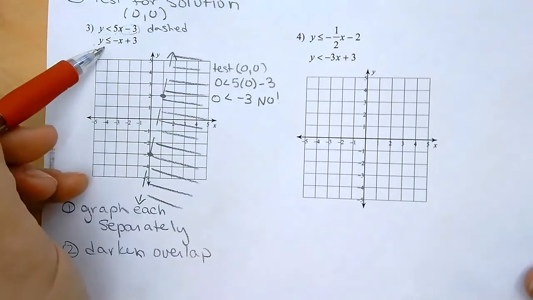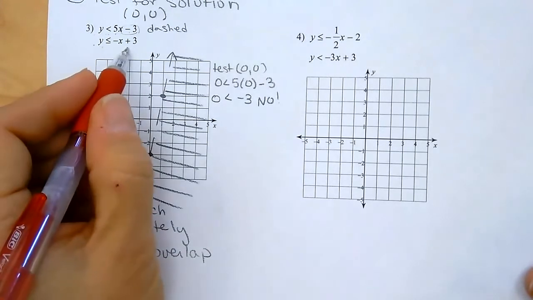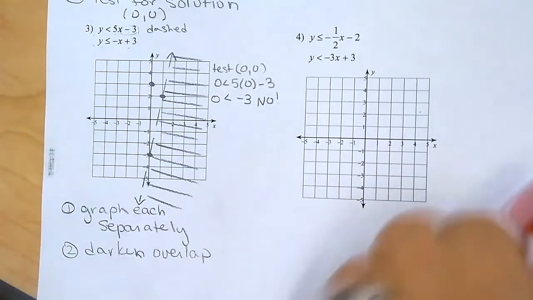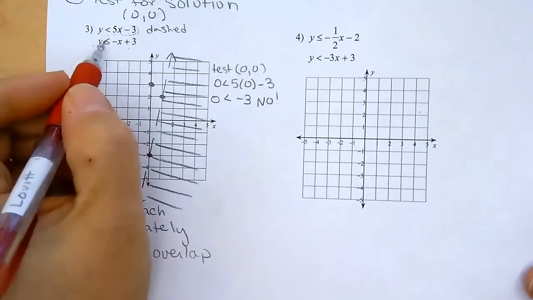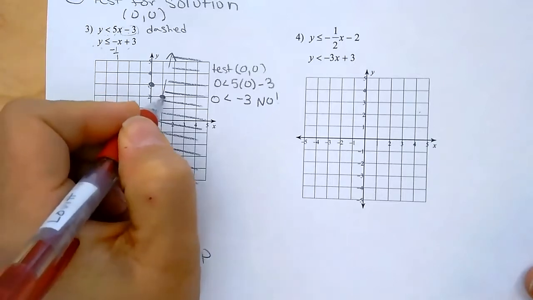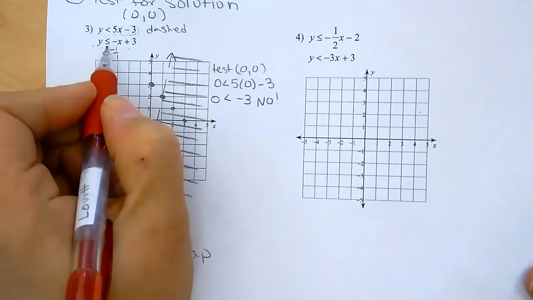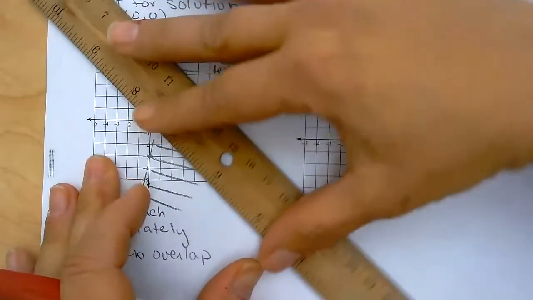Now, I'm going to do the same thing for the second equation. This time, y-intercept starts at 3. My slope is negative 1, so that's negative 1 over 1. So I'm going to go down 1 over 1 and keep going. This time, it's solid. So I'm going to make a solid line.